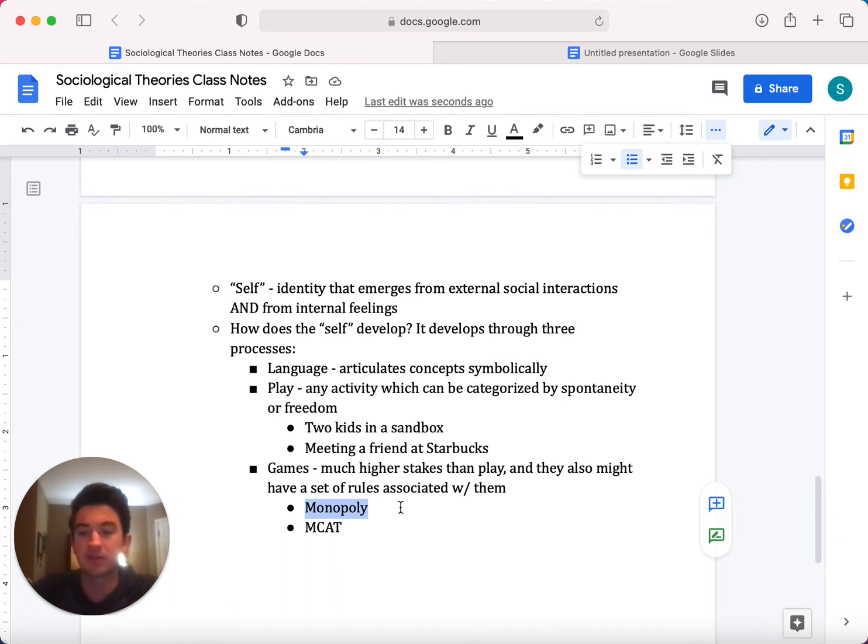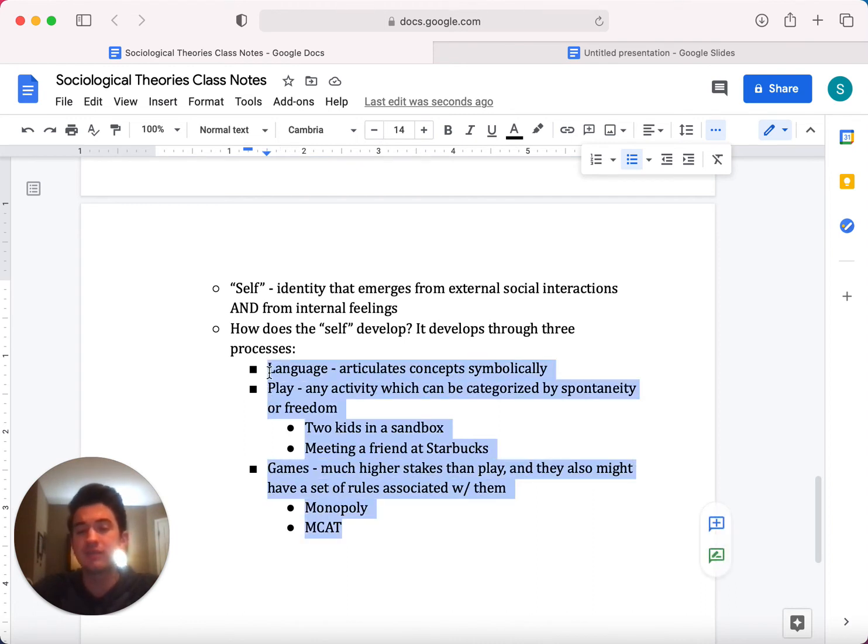If you're gambling at a casino, your payoff is going to be your reward. And same thing with the MCAT. You can study for the MCAT. That's going to be a game that you play in your life, according to George Herbert Mead. That game is going to result in rewards. So you'll be rewarded with a good score if you study hard.